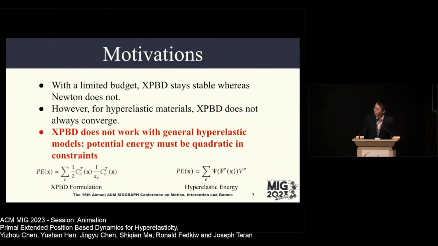Another limitation of XPBD that we want to address is that it takes some work to adapt it to any hyperelastic energy. The bottom left is the usual XPBD formulation of its constraints. The energy has to be quadratic in terms of the constraint for us to use XPBD. But the general hyperelastic energy is not in that form. It usually comes from some kind of FEM discretization, and it's in the form of energy density times the measures. And it takes some thinking to go from the right to the left.